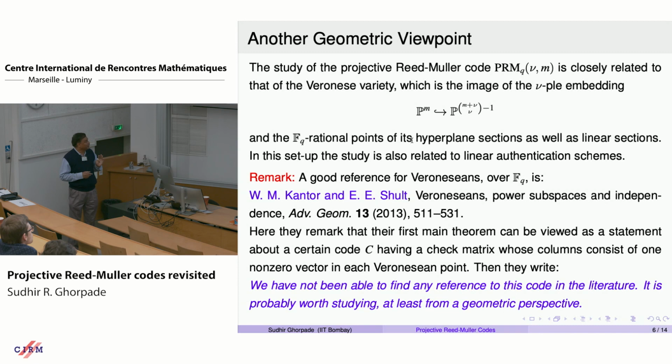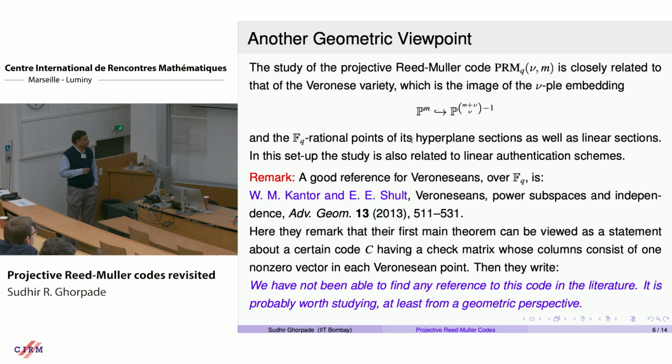Since I mentioned finite geometry, people have looked at it over F_q, and this is a very nice paper by Bill Cantor and Ernie Shult, which has some nice properties of Veronesians, and they have various theorems. Their first main theorem, this is a paper by the way from 2013, is a statement about a code whose check matrix has columns consisting of one non-zero vector in each Veronesian point.